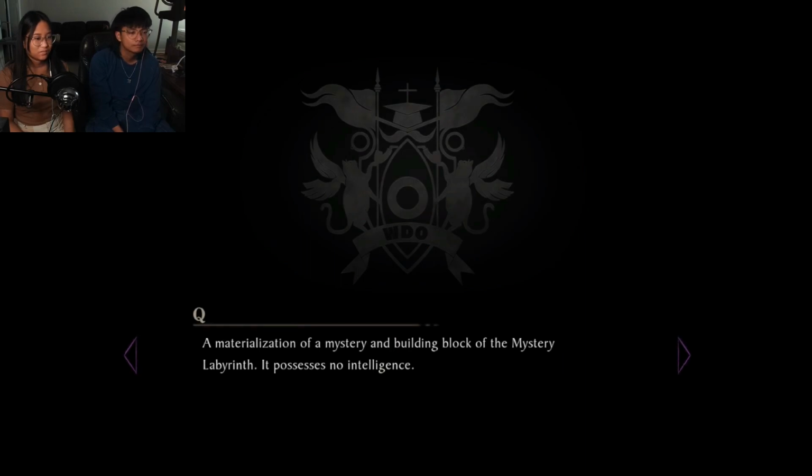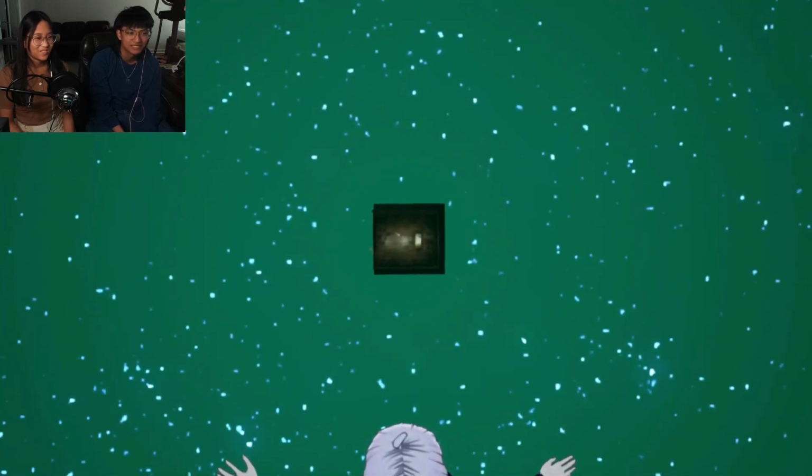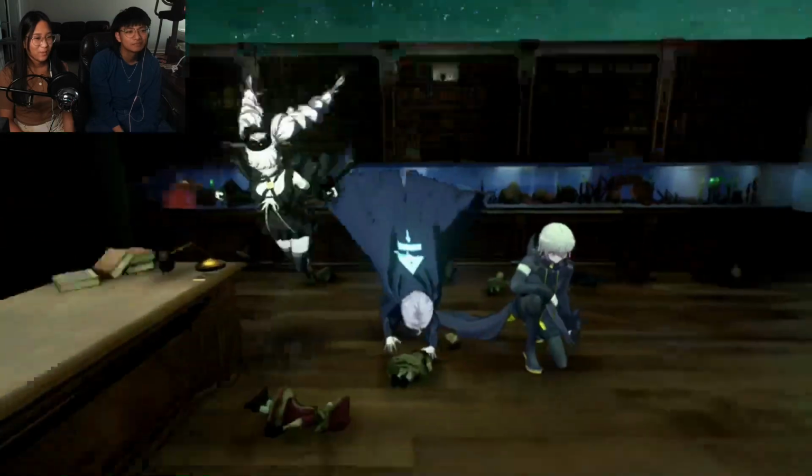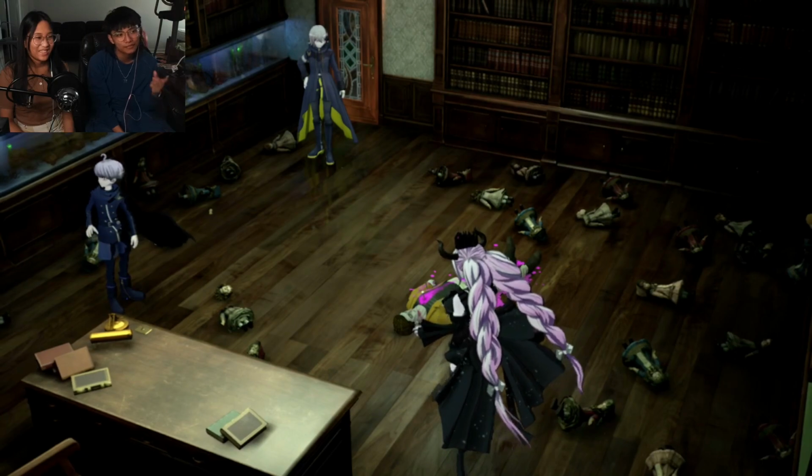Solution key. Q. It possesses no intelligence. Wow, that random blob is just called Q and it's useless. Oh, we're back. I remember this, with the fish. Yo, they better tell us how the fish were kept alive, though.